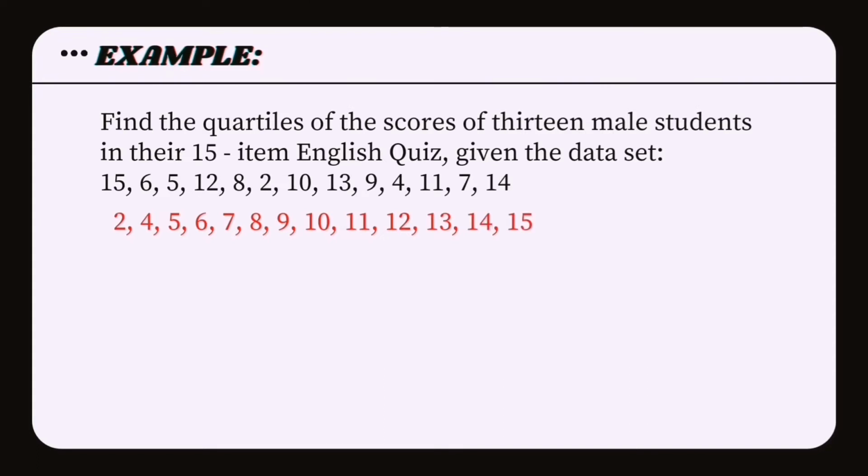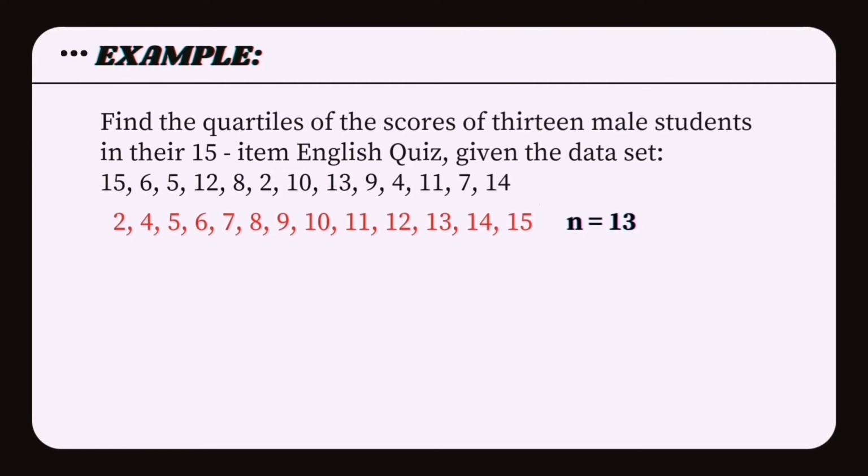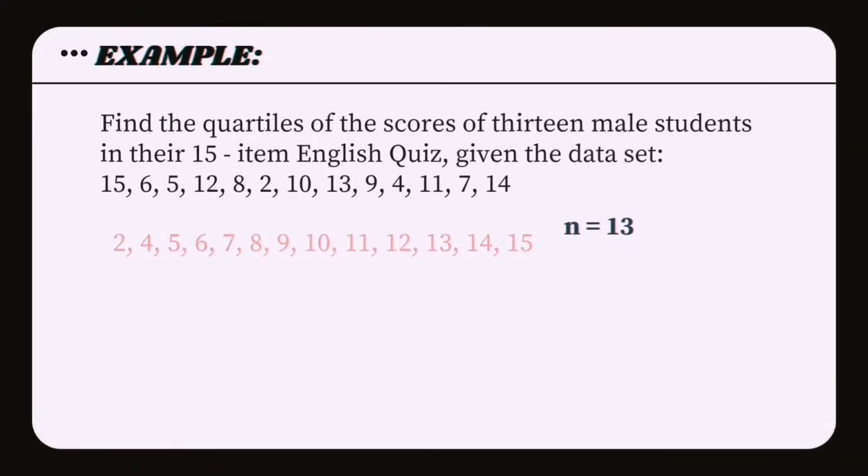After we arrange them into ascending order, we will find n, which is the total number of data. And the total number of data that we have is 13. So our n is equal to 13. After we know the value of n, let's proceed to the lower quartile.